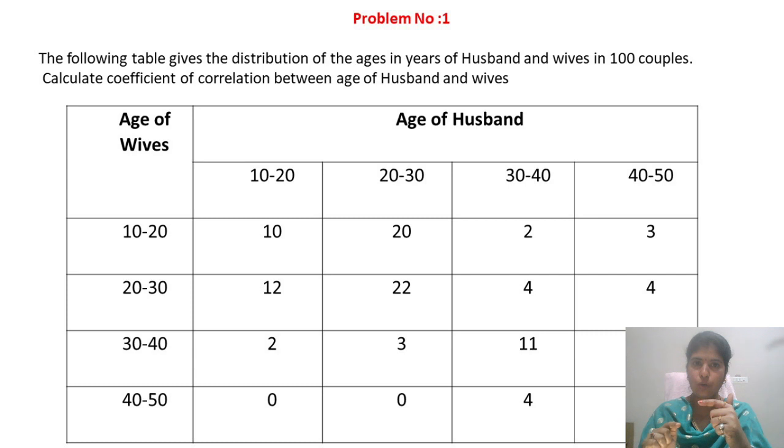Same way, next row. 20 to 30, 10 to 20, 12 number. 20 to 4, 2, 3, 11, 0, 0, 4. This is very important.